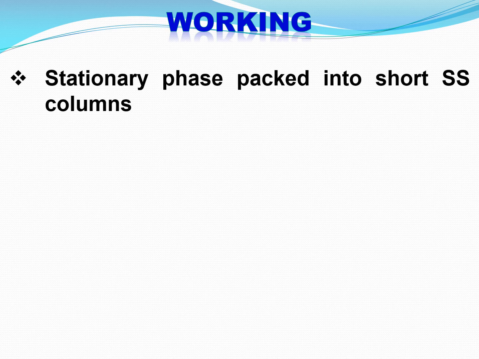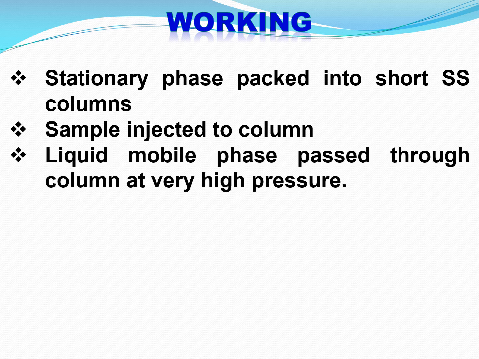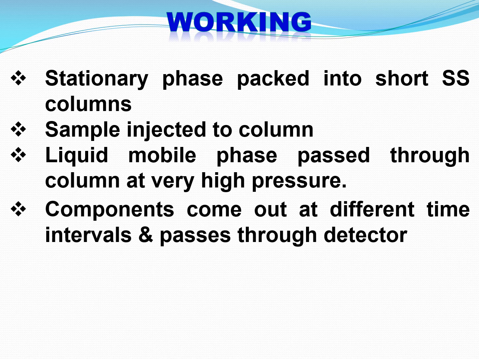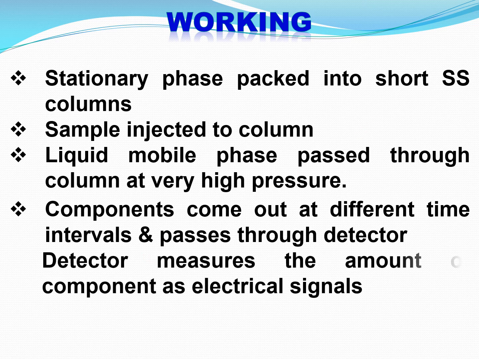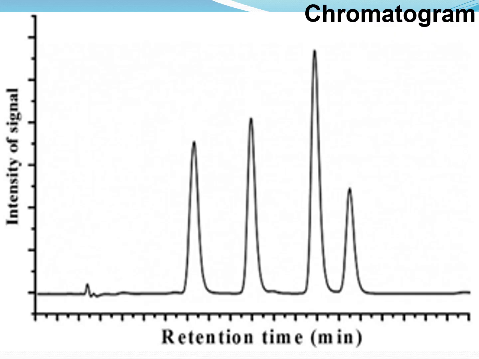How does an experiment work? Stationary phase is packed into short stainless steel columns. A sample is injected into the column. The liquid mobile phase is passed through the column at very high pressure. The components come out at different time intervals and pass through the detector. Detector measures the amount of component as electrical signals, a plot of signal intensity against retention time, that is the chromatogram. So this is a sample chromatogram, just like in case of GC, same thing.